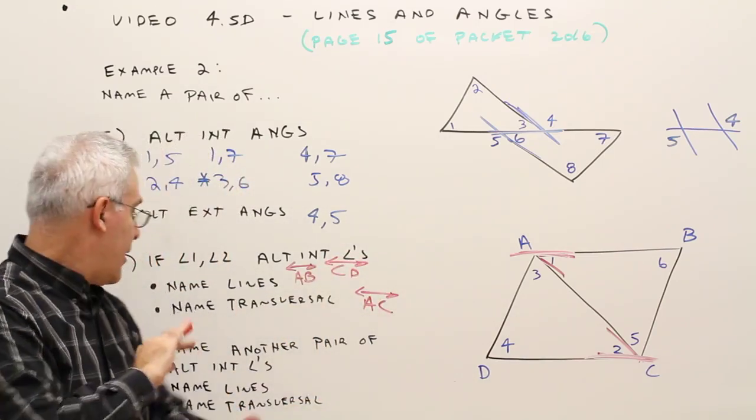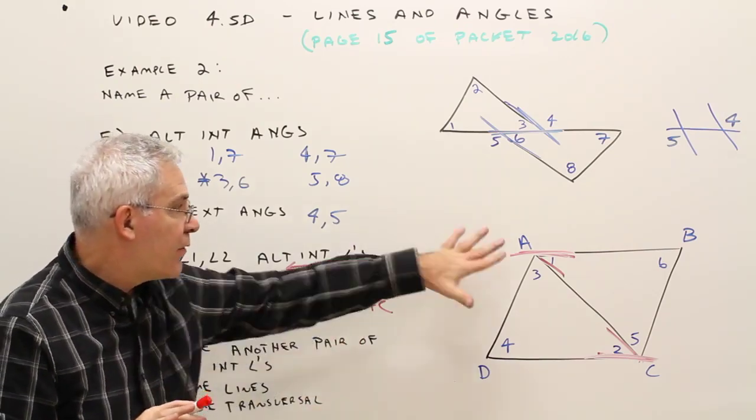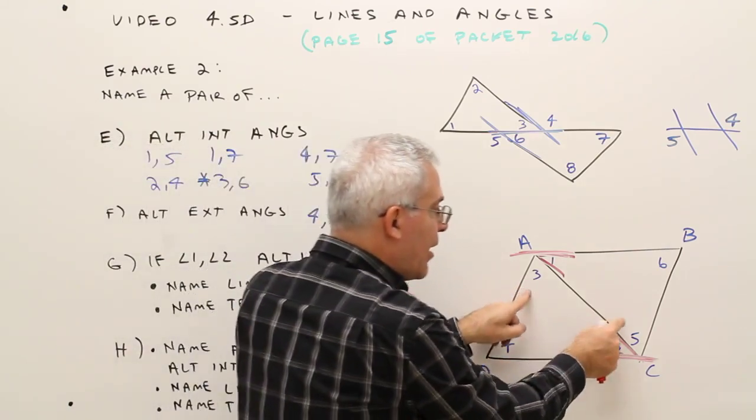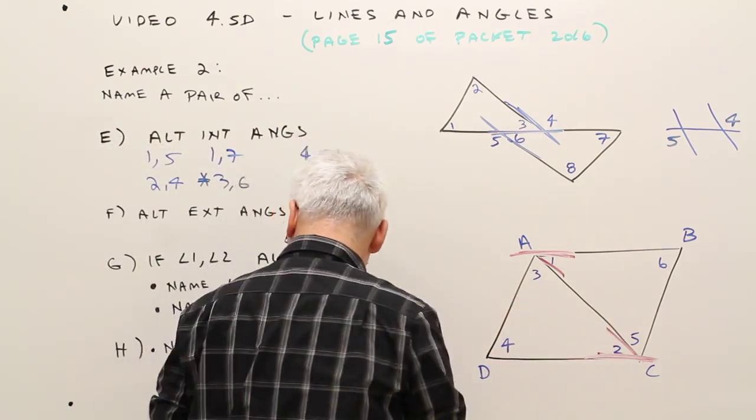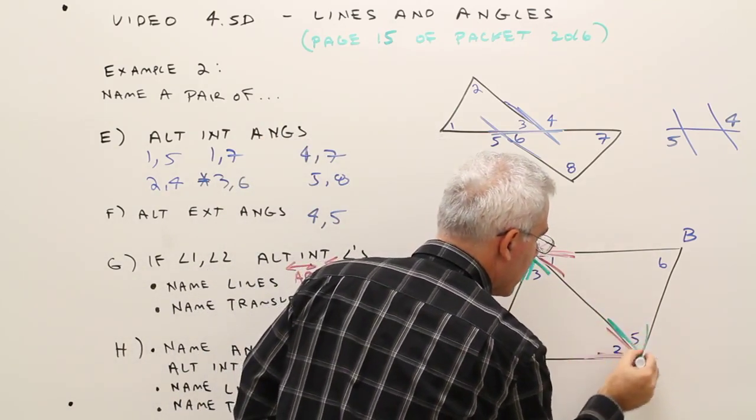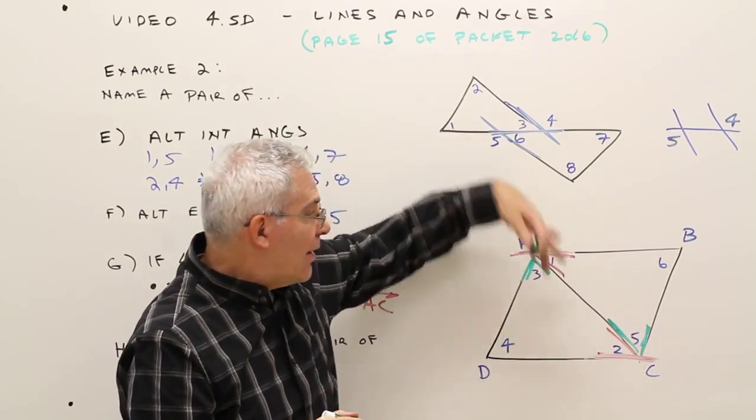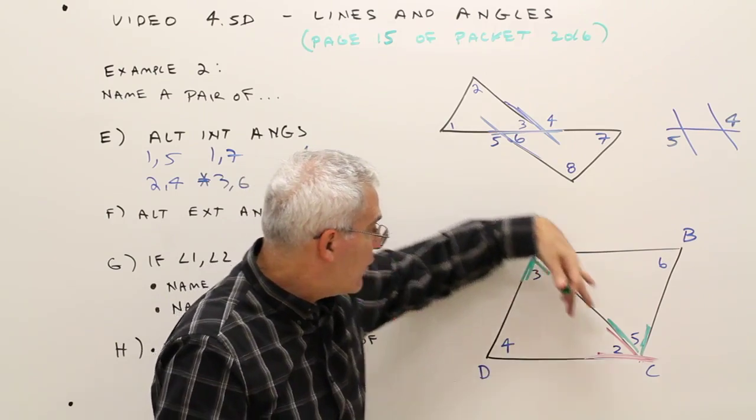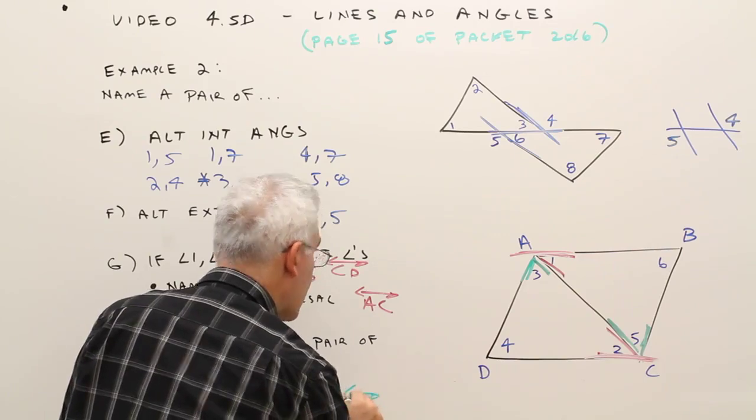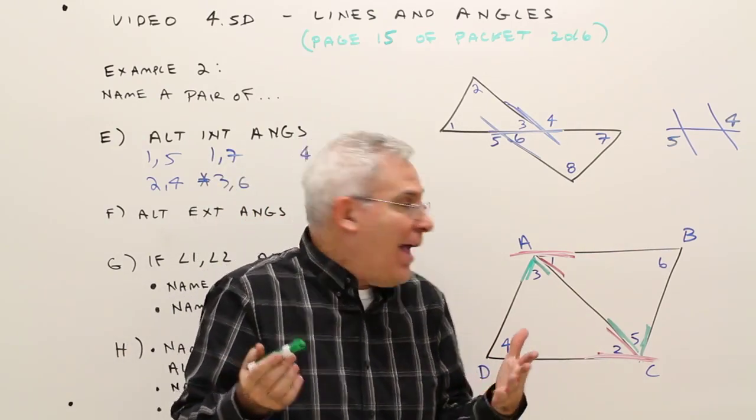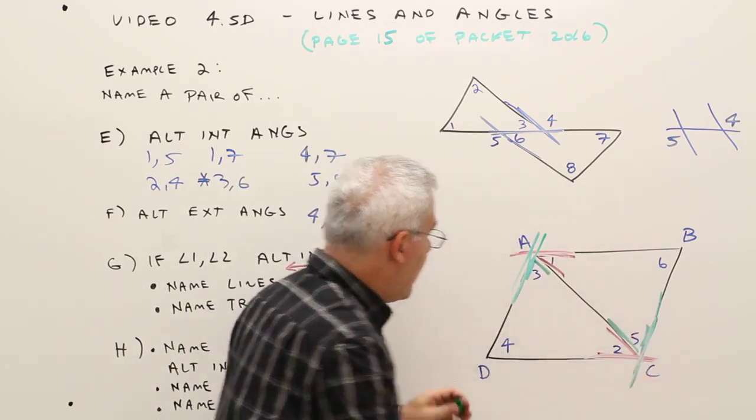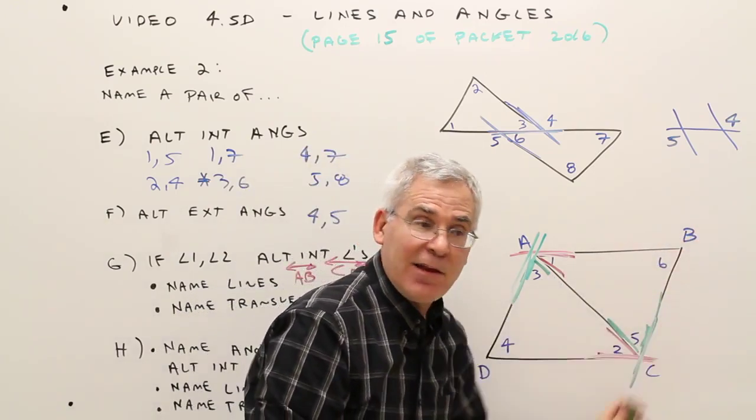Okay, then it says, name another pair of alternate interior angles, different than those, and again provide the name of the lines, then transversal. Okay, so hopefully 3 and 5 are jumping out. So let me outline those in green. Again, the line that's in common is the transversal. So AC is the transversal. We'll just put that down right here. And then the other lines are the other lines. So the other lines are this one right here and this one right here. So that would be line AD and line BC.